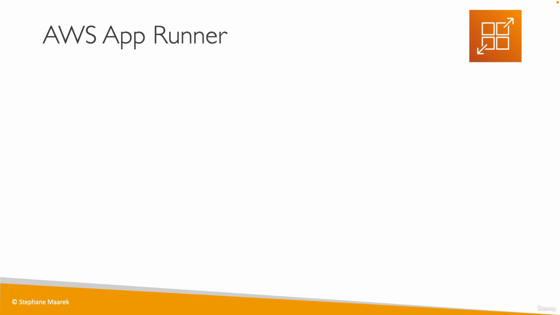So now let's talk about AWS App Runner. App Runner is a service that takes either a container image, a Docker image, or your source code, and then it's going to actually run it for you on the cloud.